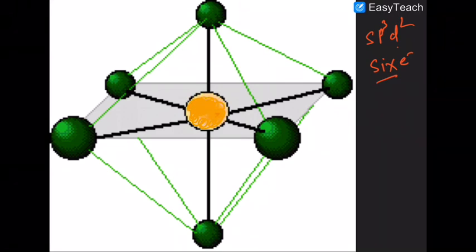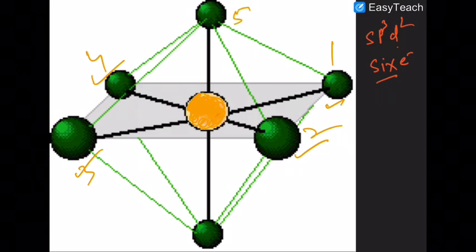Around that central atom there are 6 bond pairs present. These 4 atoms are present in the same plane. One atom is present above the plane, the 6th one is present below the plane, in a straight line, 180 degrees. This is the perfect sp3d2 geometry. Perfect means no repulsive interaction exists and only bond pairs exist.